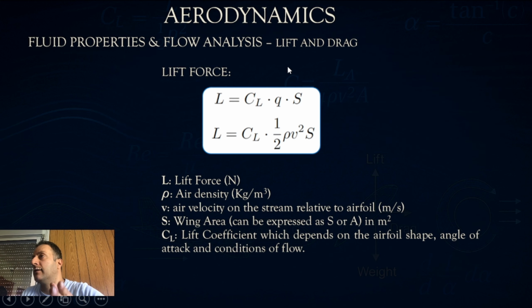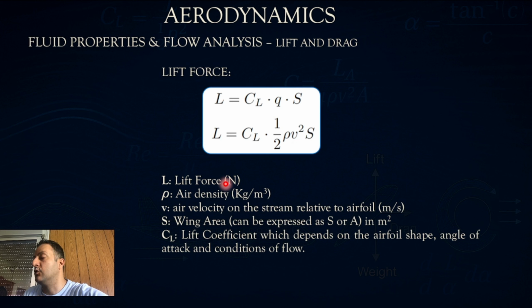Lift and drag. So lift force is equal to the lift coefficient times the dynamic pressure Q times the wing area, or wing surface. These two terms, area and surface, are interchangeable. Also, to break it down, it is equal to CL, the lift coefficient, times Q, which is 1/2 rho V squared, or dynamic pressure, multiplied by the wing surface area, or S.